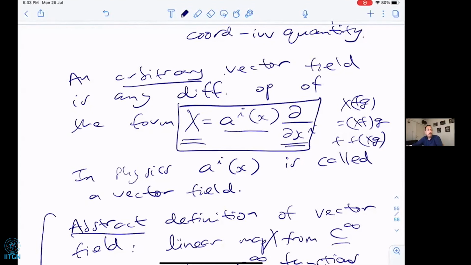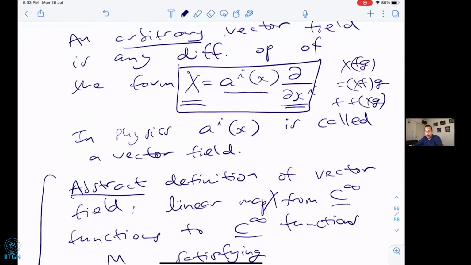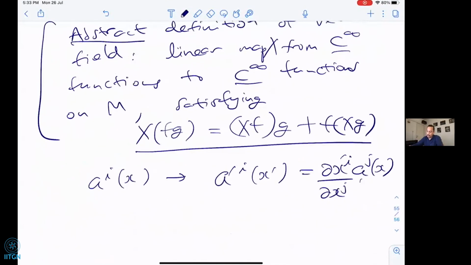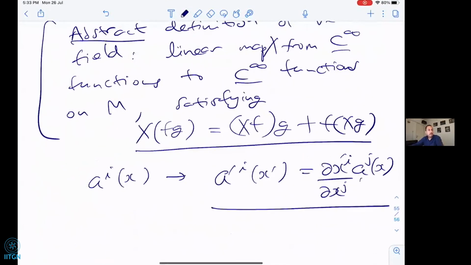But the real reason why we introduced this thing is to make capital X coordinate invariant. Capital X, unlike these functions ai, so you have two choices. The physics choice often taught in books is: a vector field on a manifold is ai of x such that a transformation rule has to be specified. This is how it's taught in electrodynamics. This is how it's taught in general relativity.